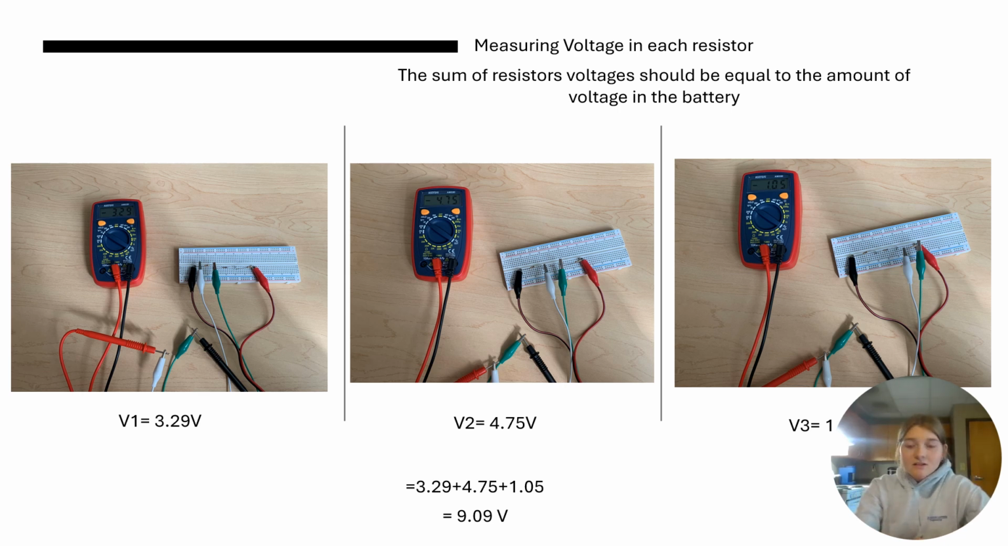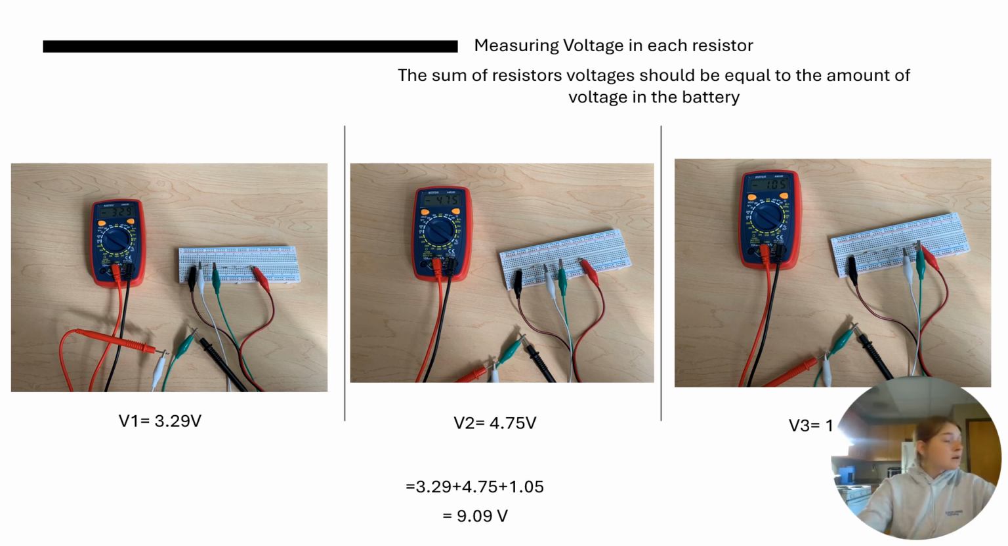Then I also did the same process on R3 because I did a circuit with 3 resistors. Making sure they're not going to touch, I moved the alligator clips to resistor 3, one on each side of that resistor, waited until it was done, and then V3 equals 1.05 volts.